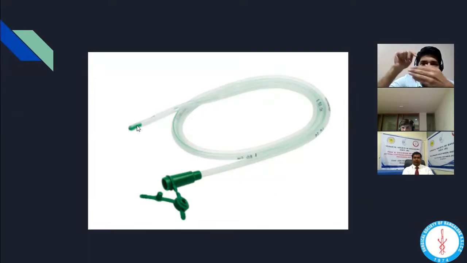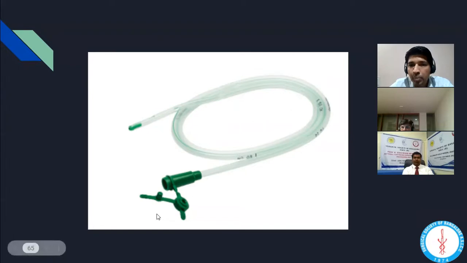This is so that on an X-ray, you can see where exactly the tip of the Ryle's tube is because it is radio opaque. Then you have radio opaque lines. You can see there are thin green lines running all over the tube. These are radio opaque, and you can make out whether the tube has gone straight in, whether there is a kink somewhere, whether it is coiled. This can be made out with the help of these radio opaque lines.